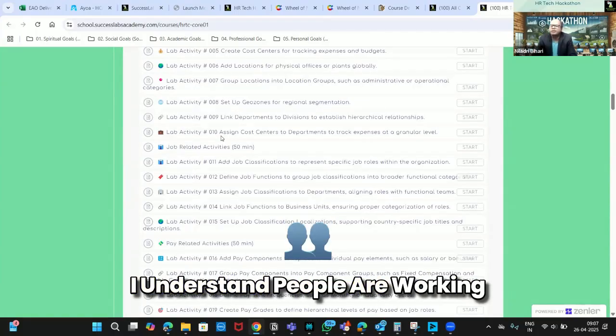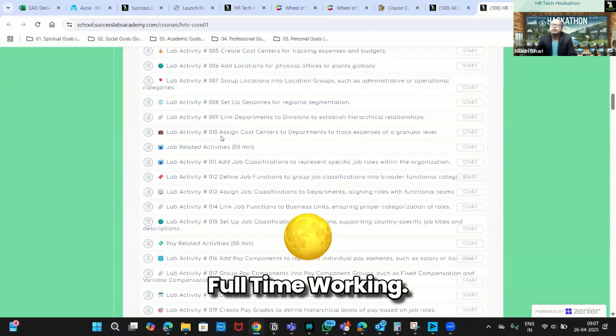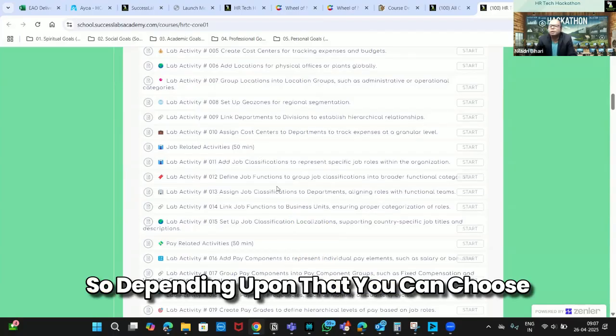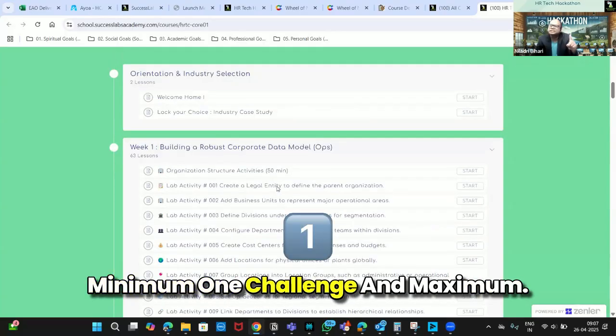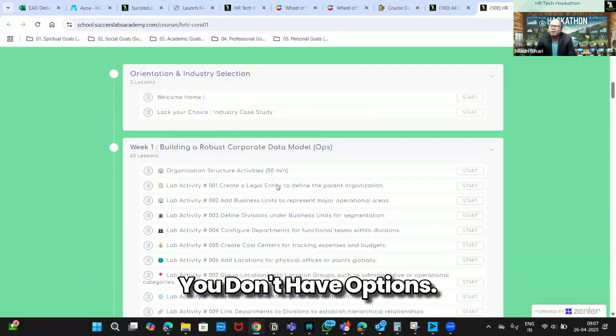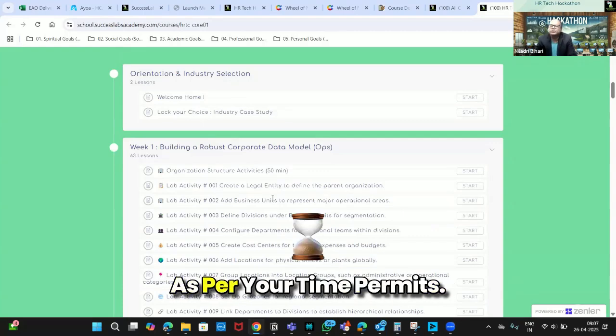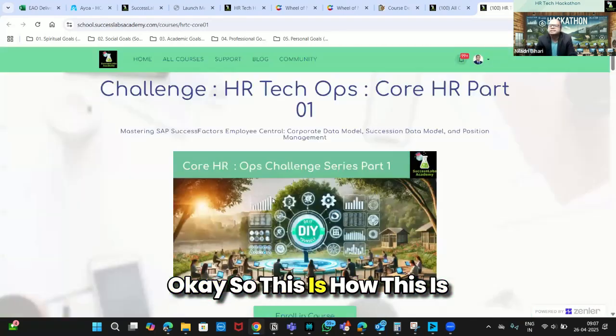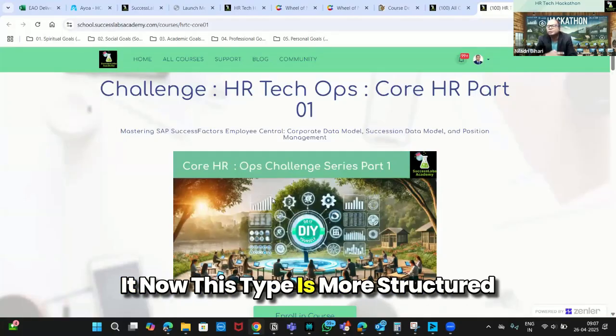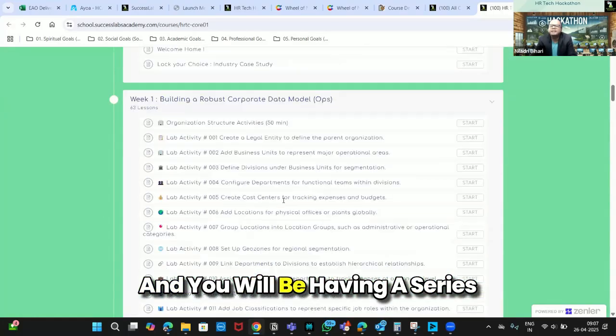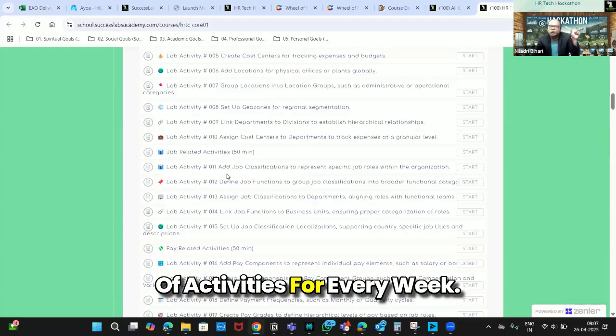I understand people are working, and some of the people are also full-time working. So depending upon that, you can choose a minimum of 1 challenge, and the maximum, you don't have a limit. So you can take as many as your time permits. This was also not there last time in the hackathon. Now this time is more structured, and you will be having a series of activities for every week.